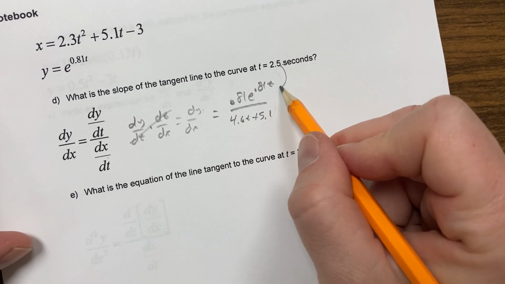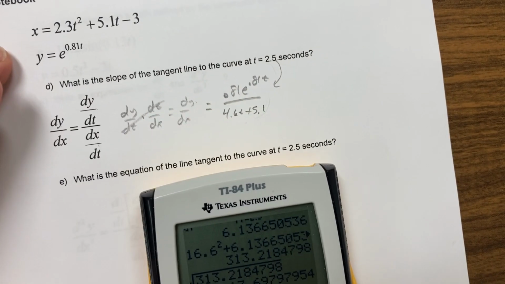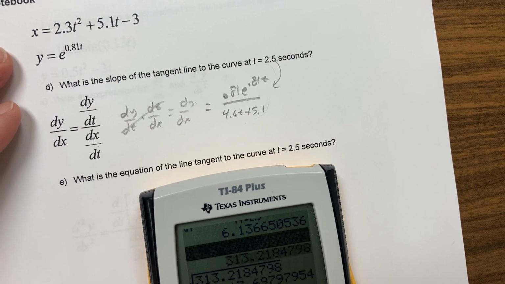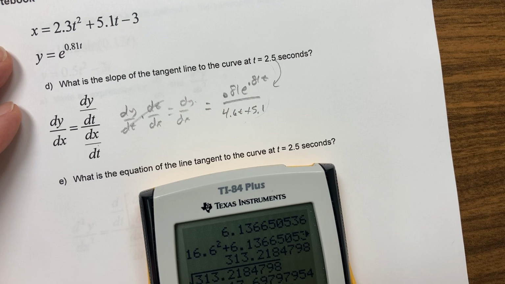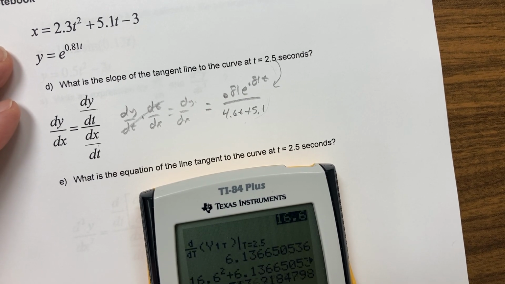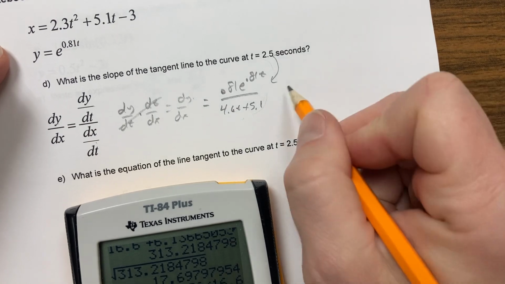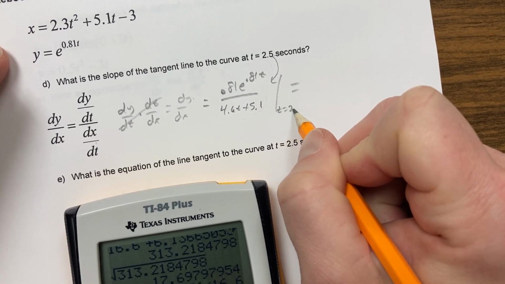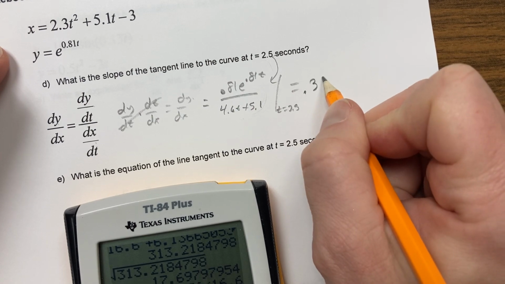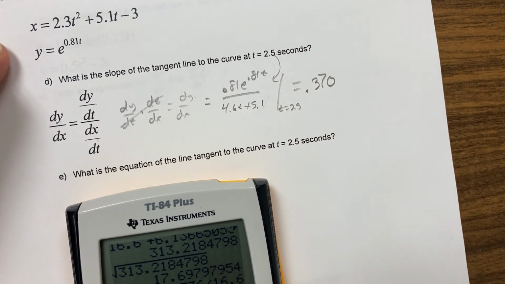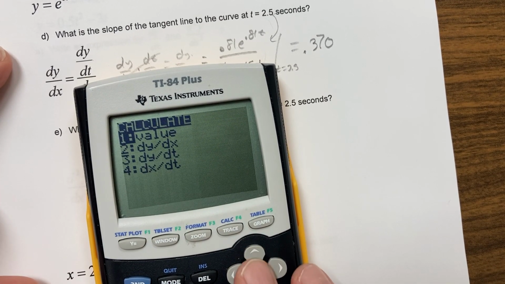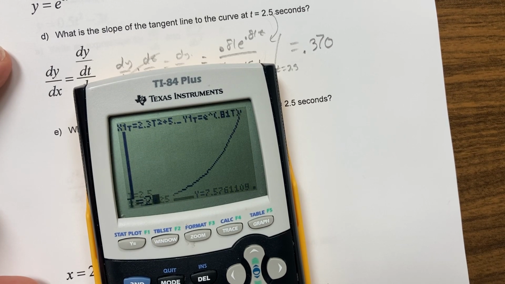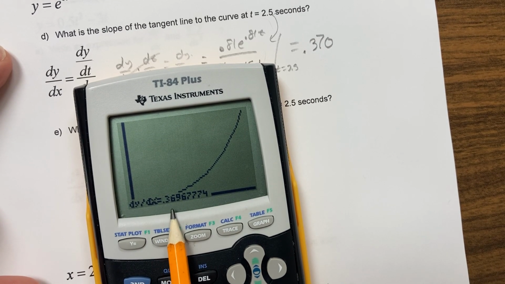If we want, we can put 2.5 into it and then calculate it. So I'm going to go up here. Our dy/dt again was this, divided by our dx/dt, which was the 16.6, and when evaluated at t equals 2.5, we get a slope of 0.370 if we round correctly. Now, I can get that from the graphing screen as well. If I go dy/dx at 2.5 seconds, I get 0.370, that same answer. So the graphing screen will tell me that.